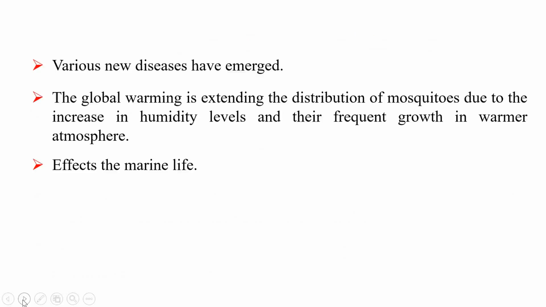Next effect is that various new diseases have emerged. Global warming is extending the distribution of mosquitoes due to the increase in humidity levels and their frequent growth in a warmer atmosphere. And the last effect is the effect on marine life, which is an effect of global warming.